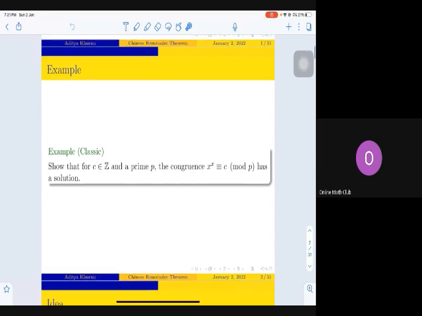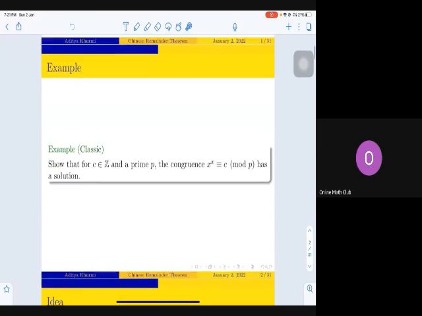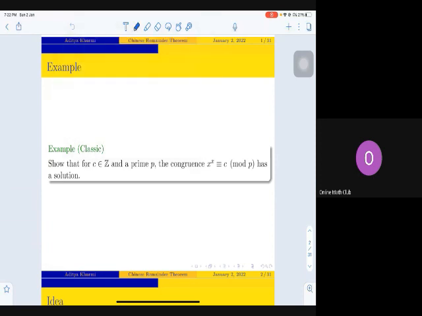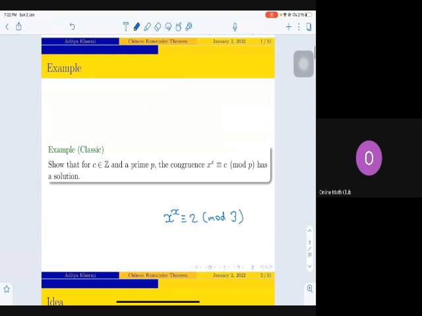So for this example, let's see. The problem is: show that for an integer c and a prime p, the congruence x raised to x congruent to c mod p has a solution. Something like: show that x raised to x congruent to 2 mod 3 has a solution for x.